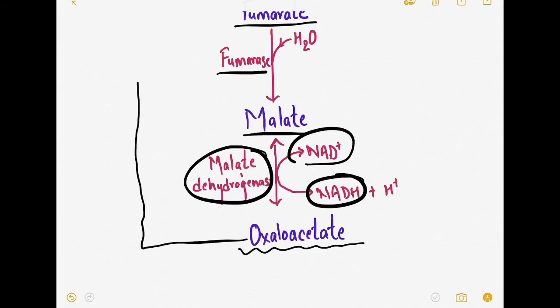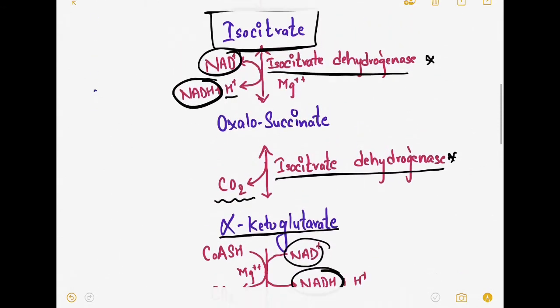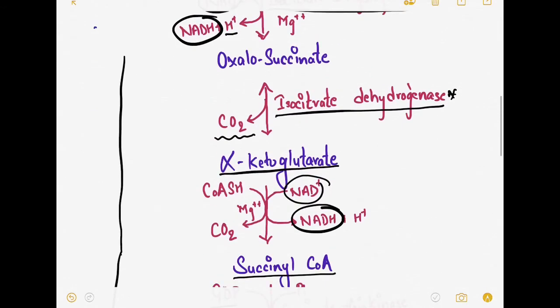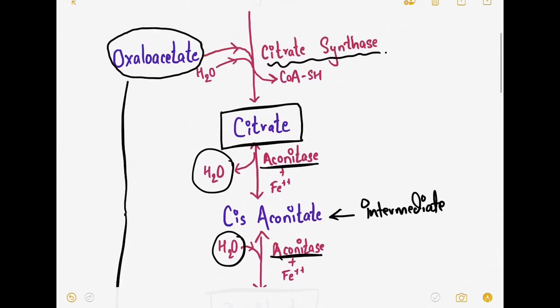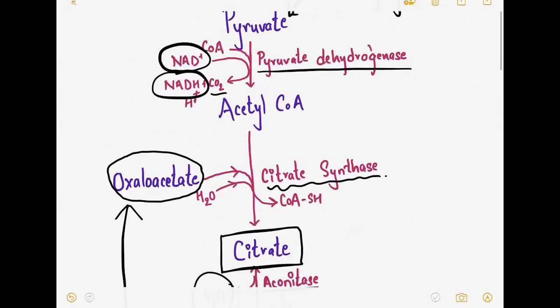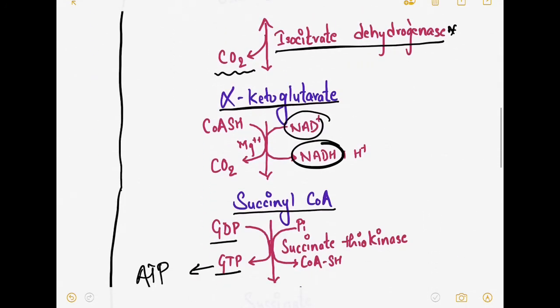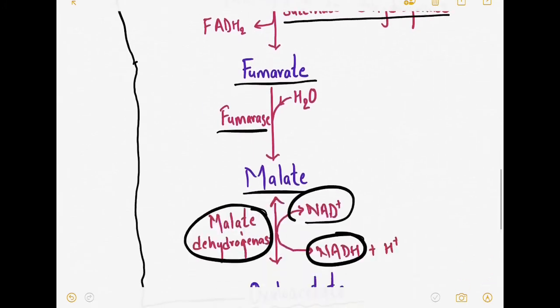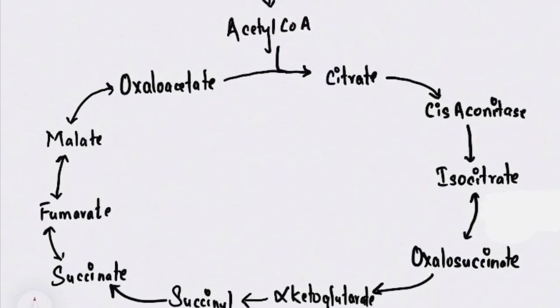And if you remember, the oxaloacetate is the same product which helped to initiate the TCA cycle in the very first step, where it condenses with the acetyl coenzyme A to form citrate. So the cycle continues where oxaloacetate is reutilized in the cycle, and in this way the TCA cycle is completed. If you are to take only the intermediate substrates from the cycle, then the cycle will look like this.